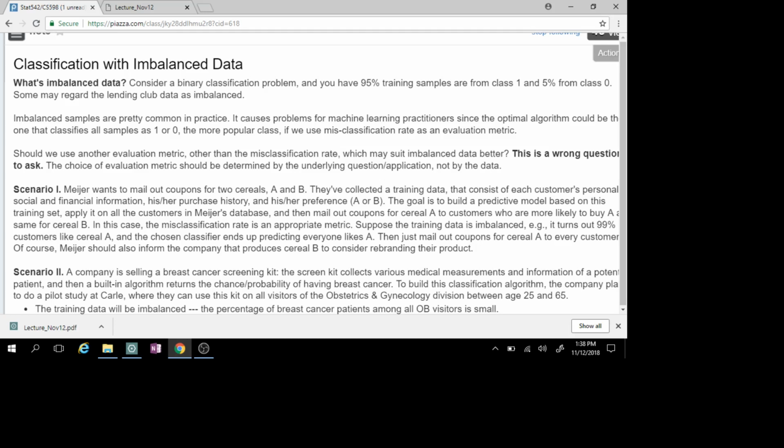But I feel like this is the wrong question to ask, in the sense that the choice of the evaluation metric should be determined by the problem you have instead of the data. Of course, here, because it's a course project, we really don't have the question because you are just assigned this project. But I give two scenarios.